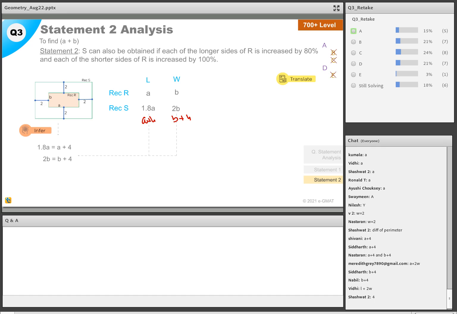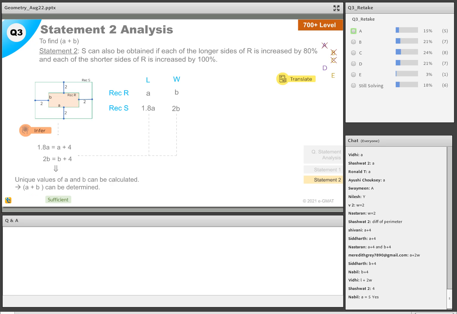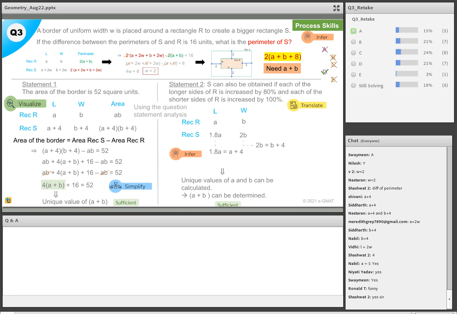If the length was A plus 4, I can easily calculate 1.8A is equal to A plus 4. I'll get the value of A. 2B is equal to B plus 4, I'll get the value of B. If I get the values of A and B, I can get the value of the sum of A and B, yes or no? And if I can get the value of the sum of A and B, the second statement is also a sufficient statement to answer this question, right? Perfect. This tells me that choice D is correct because both statement 1 and statement 2 are sufficient.